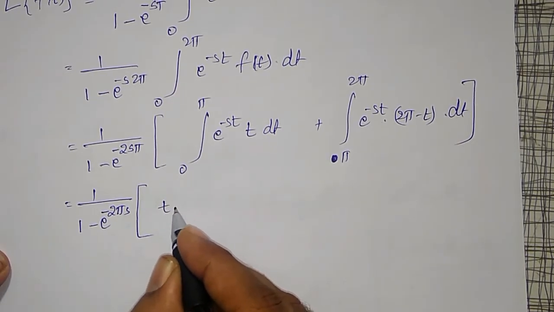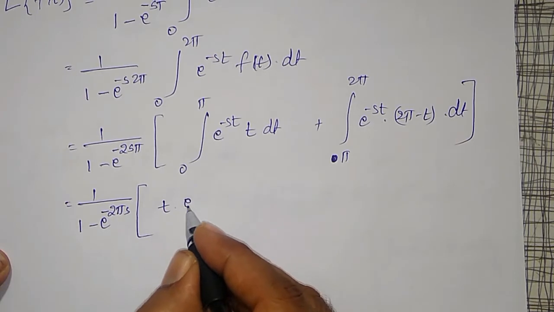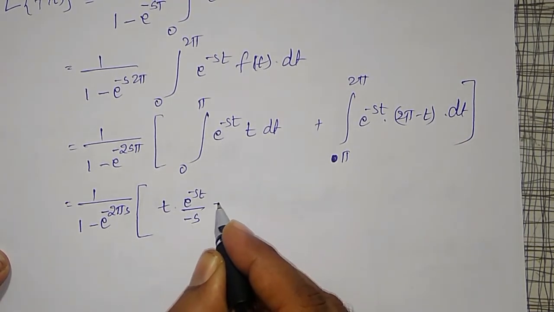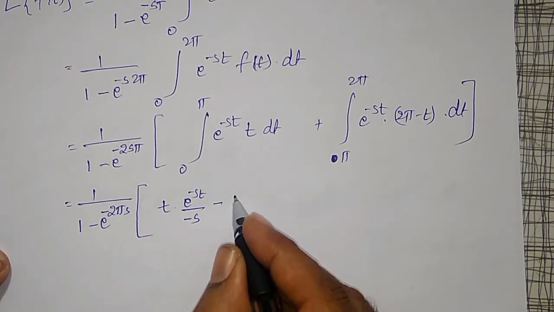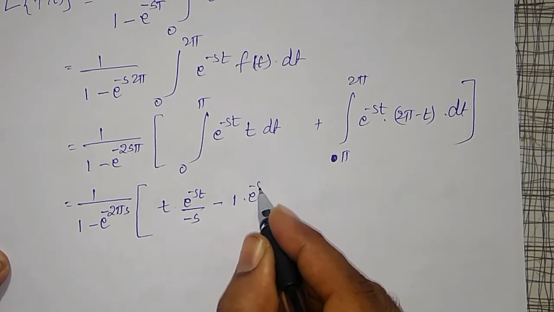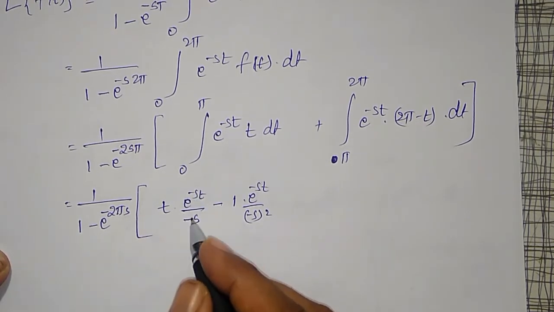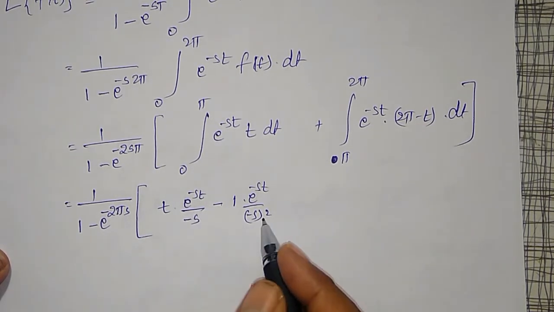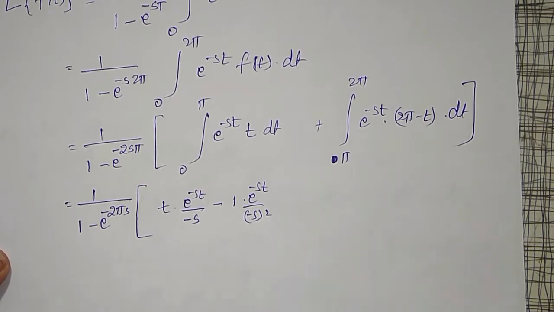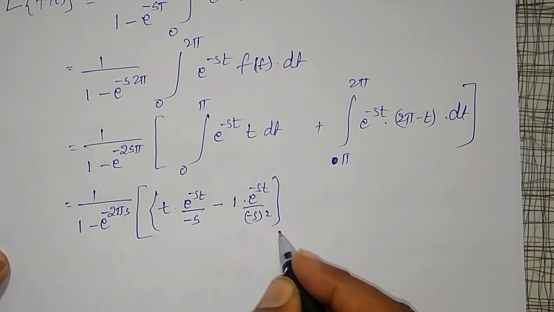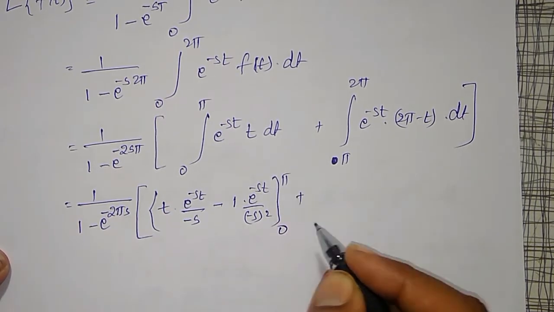t into integration of e to the power minus st is e to the power minus st divided by minus s, minus differential of t is 1 into e to the power minus st divided by minus s square. That is the integration of this. Already minus s is there, another integration will become minus s. If you go for the next term, its differential will become 0. Therefore, stop here. This is between the limits 0 to pi.